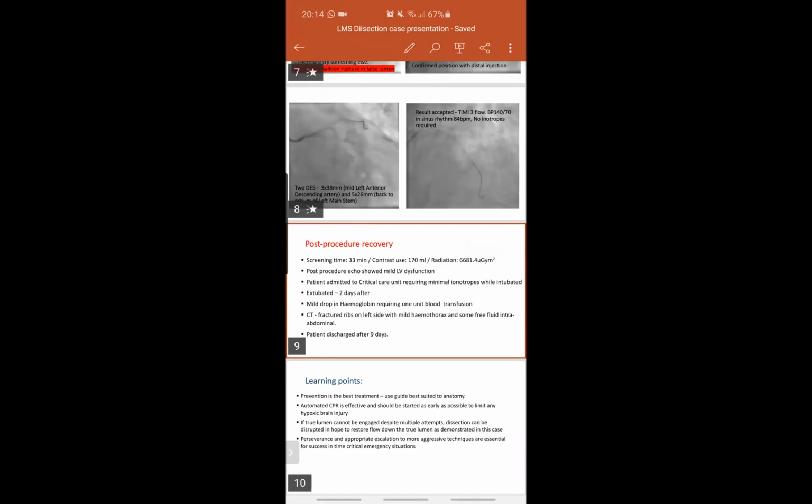Yeah, from distal. So you are molding the dissection along the wall distally. Yeah. So we put like a 3.38 into the sort of mid LAD, and then a 5.26 back into the left main stem.